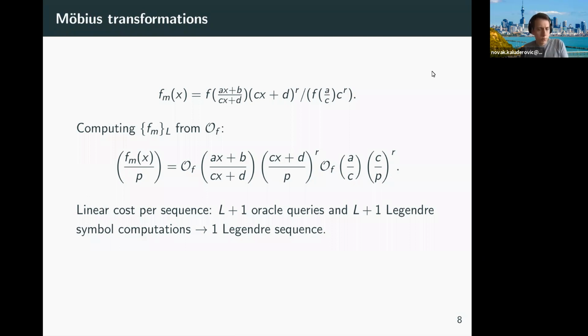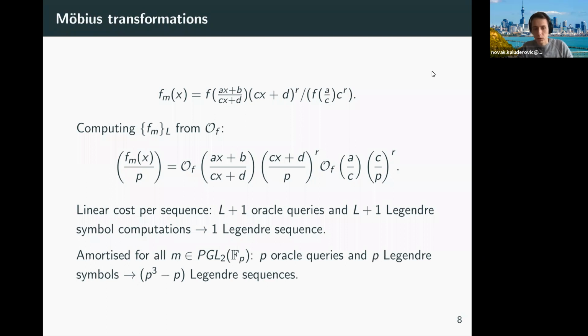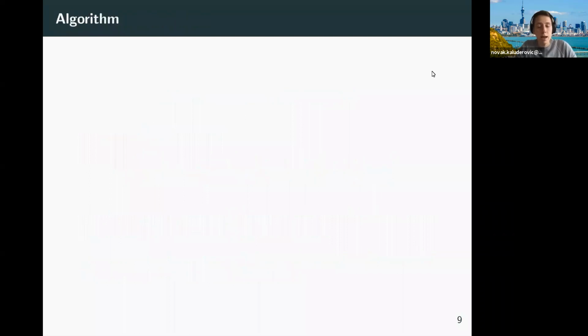However, we can lower this cost by considering the amortized cost in queries for obtaining these sequences. So if we query the oracle at all inputs, so the whole F_p, then we will be able to obtain actions of the whole Möbius transformation group on the polynomial f. In other words, from p oracle queries, we will obtain a cubic yield in the number of sequences that we can obtain. So from p queries, we get p cubed Legendre sequences. This leads us to the algorithm for finding the secret key f.